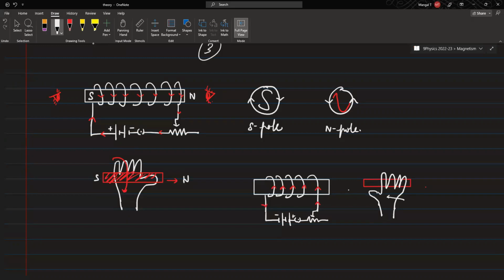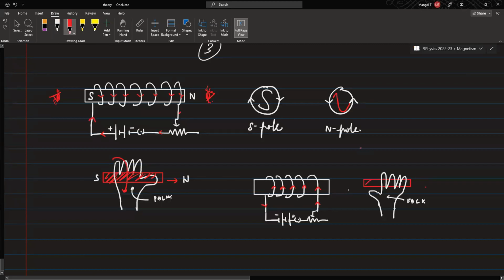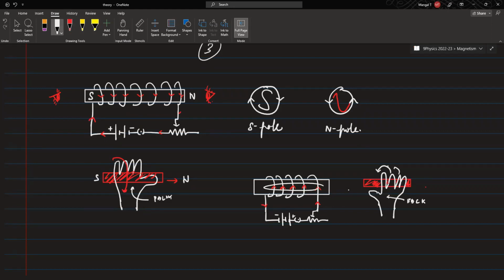Okay, so this is the back of your hand. This is your palm. In this particular case, this is the rod. Your hand is blocking the rod, and you are grabbing the rod such that the current is flowing over here. So this time the thumb is pointing to the left. Therefore this is north and this is south.